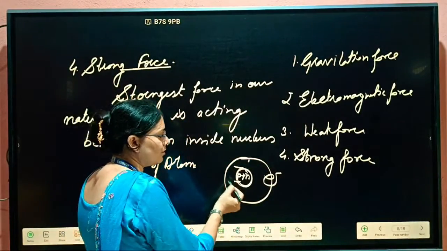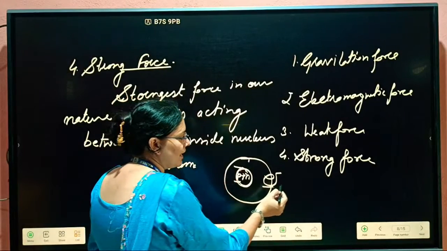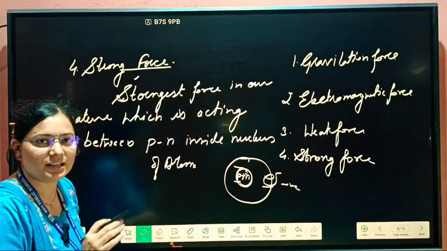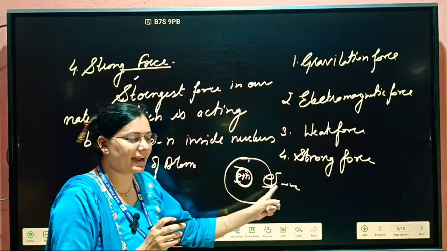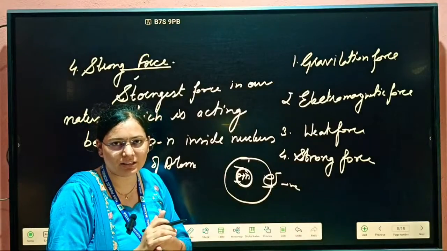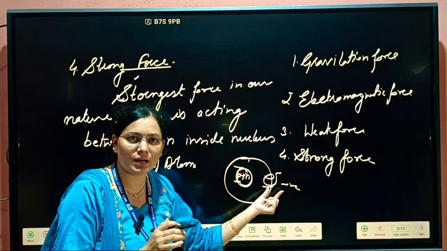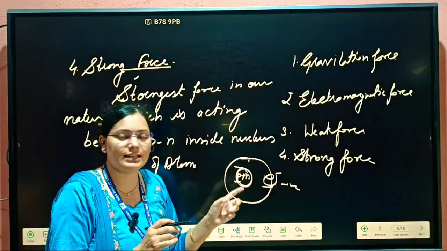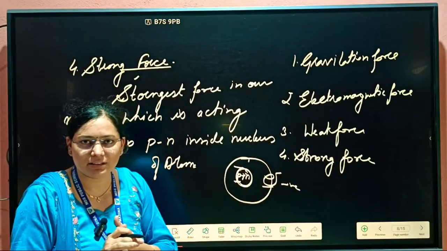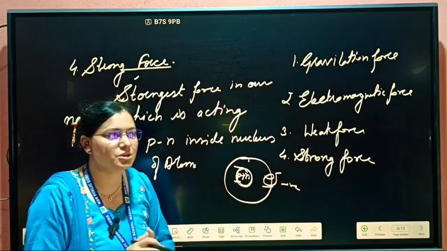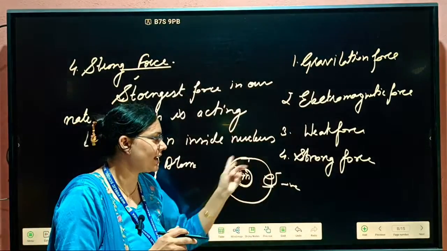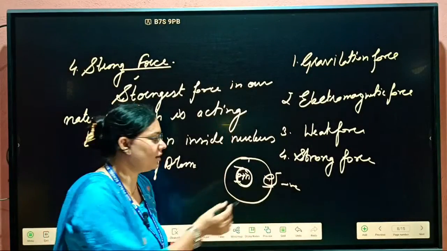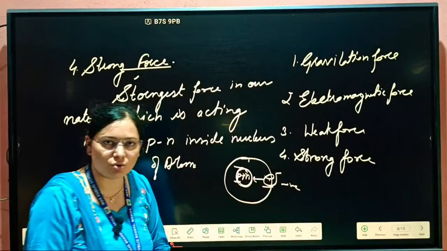So here the proton is positive and the electron is negative. If the strong force did not act, then what would happen? Positive and negative would attract each other. If the electron were stable, not moving in a circular motion, both would be attracted to each other. But continuously the electron is revolving around, that is why the electron will not fall inside the nucleus.